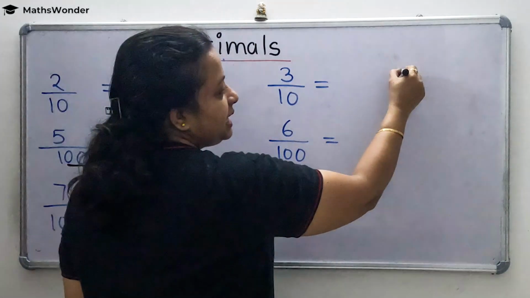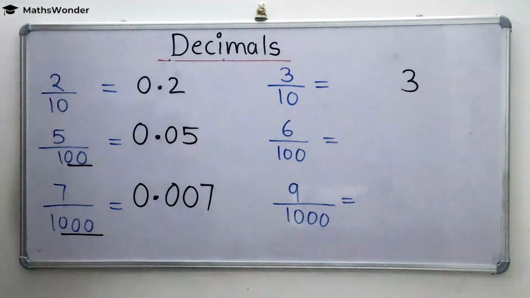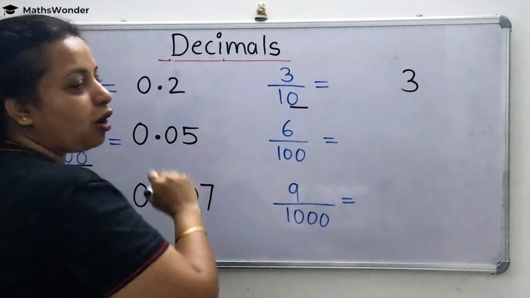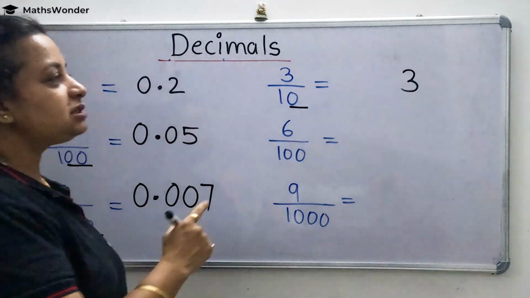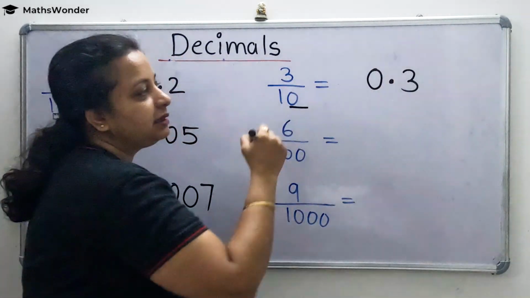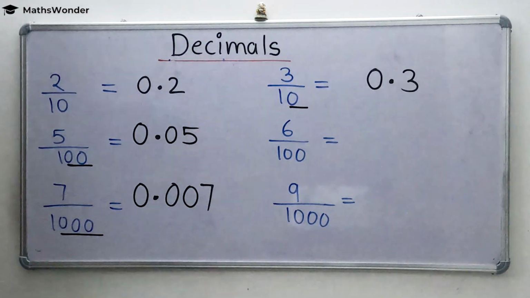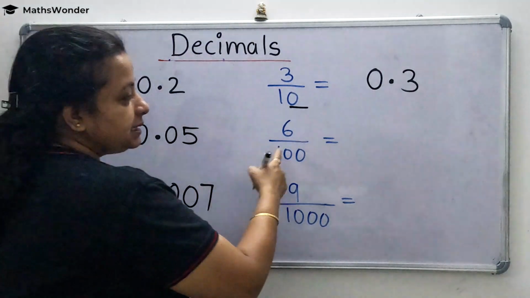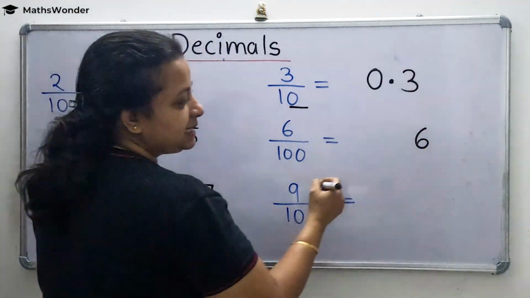Same. The 3 is 3. So write down 3 first because the numerator is 3. Check how many zeros in the denominator. Only 1 zero. So start from the extreme right. After one place you will give the dot and 0. Right? Same. 6/100. So 6 is 6.